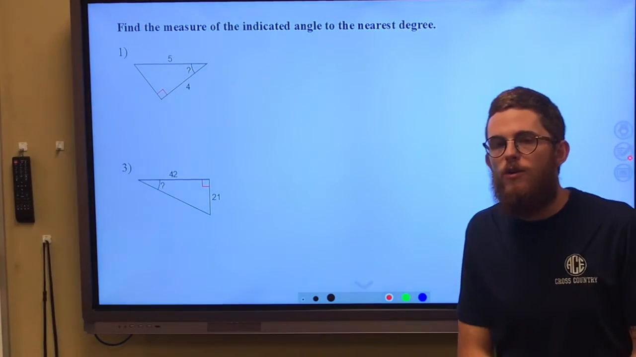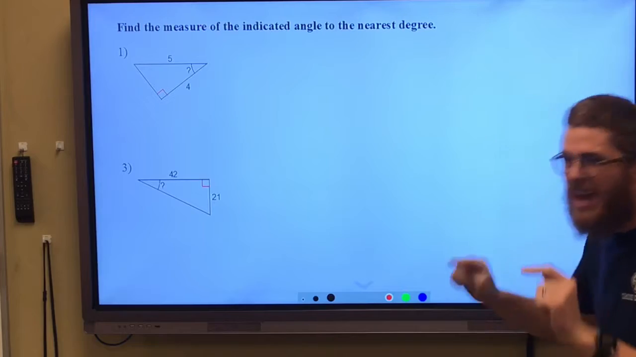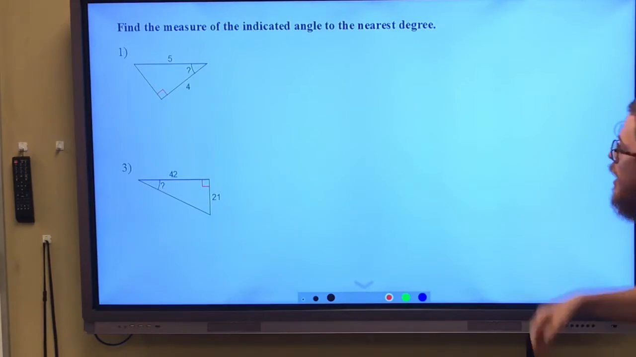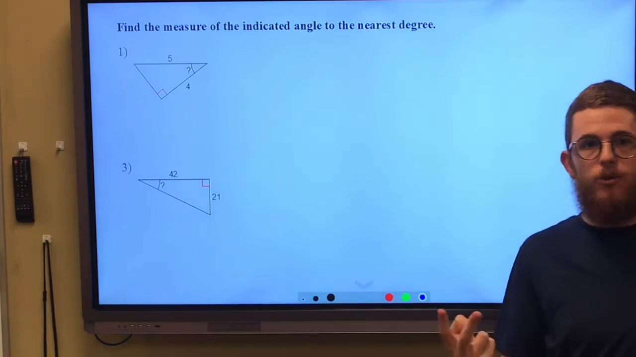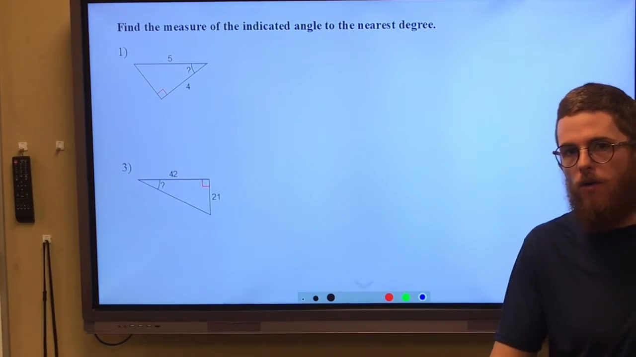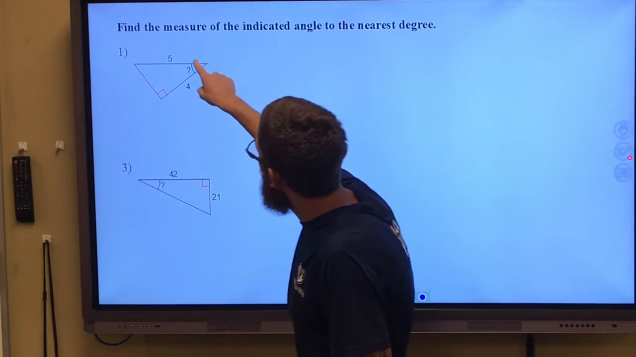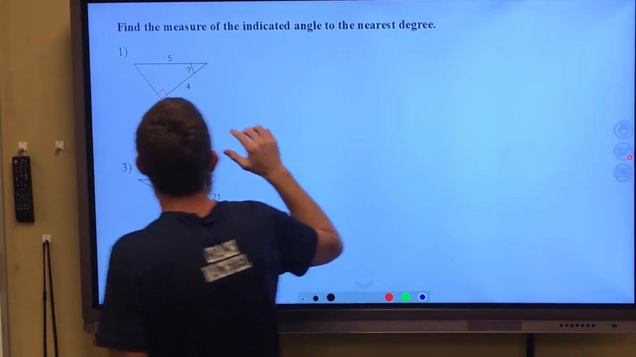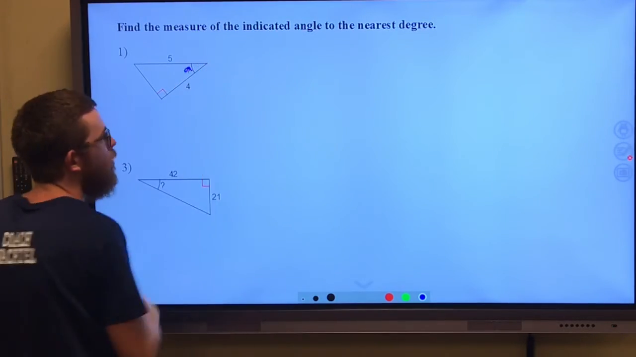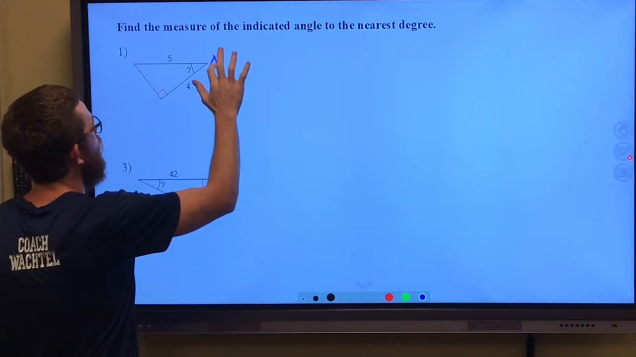One more thing we can use right triangle trigonometry for is to find missing angles of our triangle. So again, if we're looking at right triangles, as long as we have two sides, we can find all the missing angles. Take a look at number 1 right here. If we want to find that missing angle, which I'm going to label as A, how about that? We're looking for angle A right there. I'll put it right here.